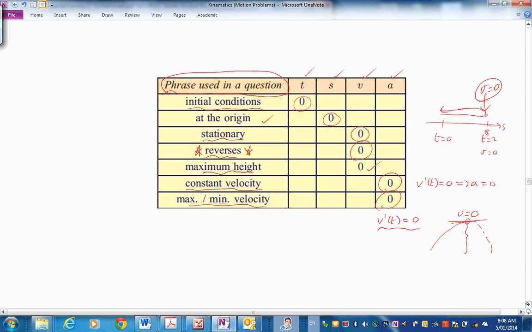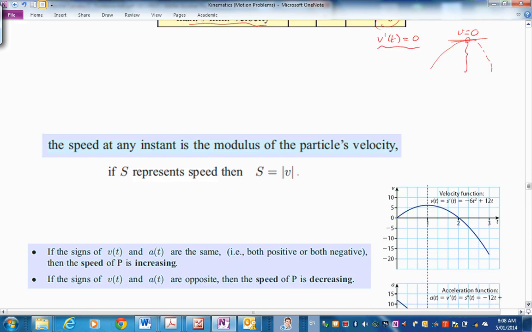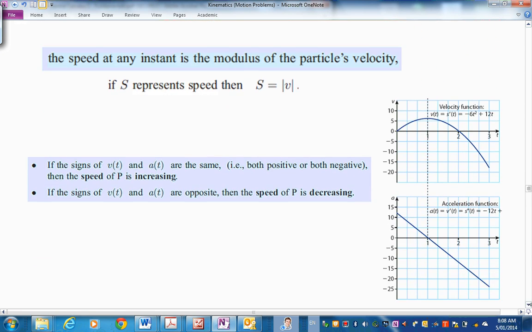Okay, are you ready to actually attack some problems? Let's have a look at some ideas now. So let's bring in speed. Now speed is irrespective of direction. We use a big S usually, and it's the size, modulus or absolute value of the velocity.